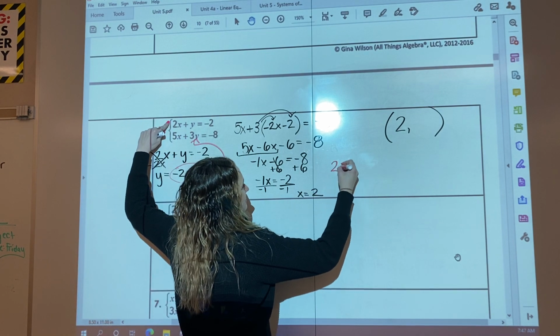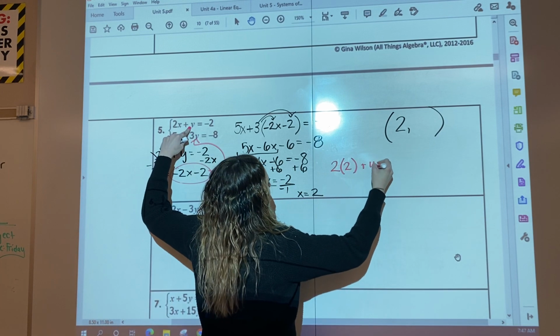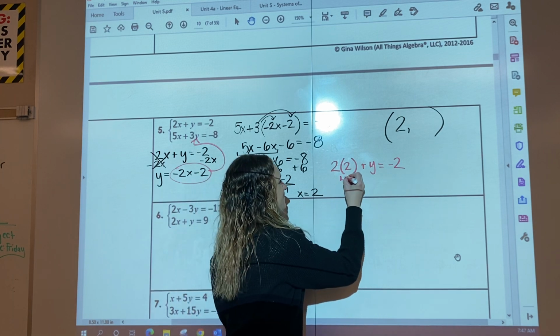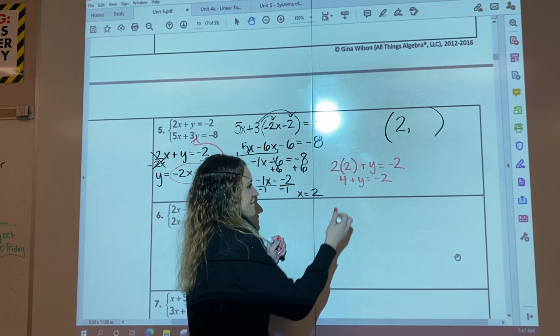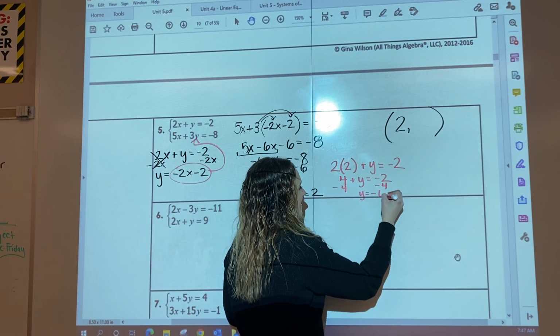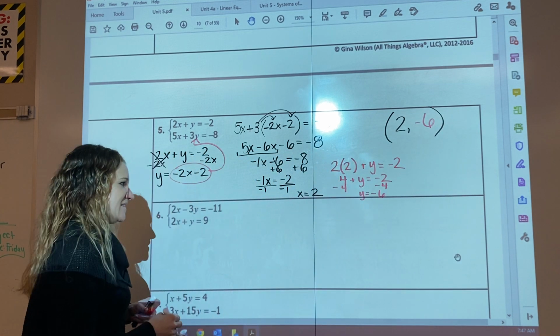So I have 2 times 2 plus y equals negative 2. 2 times 2 is 4. I've got to get rid of that 4, so I'm going to subtract it on both sides. So y will equal negative 6. So my solution is 2, negative 6.